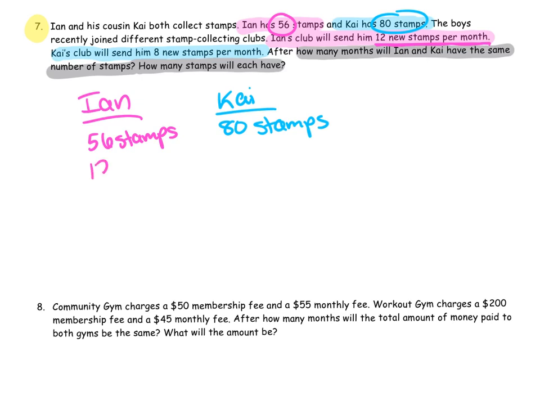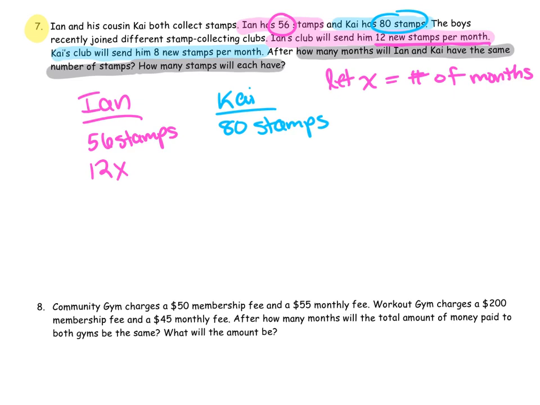We can write that as 12x, where x, we're going to let x equal number of months, right? We need a let statement here. Let x equal the number of months. So each month, whether it's 5 months, 4 months, etc., we'll know how many stamps he has total.